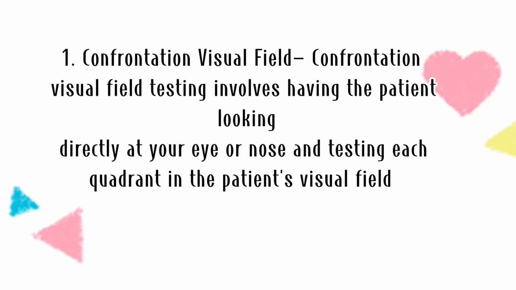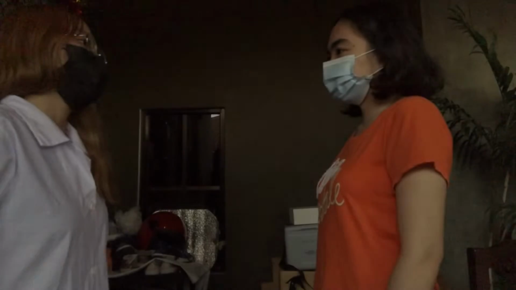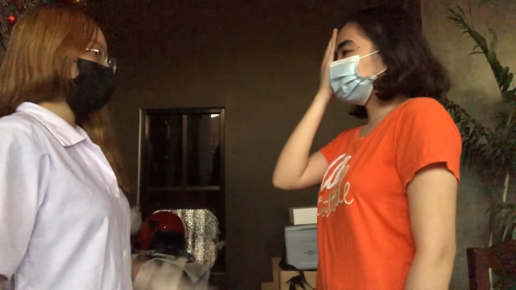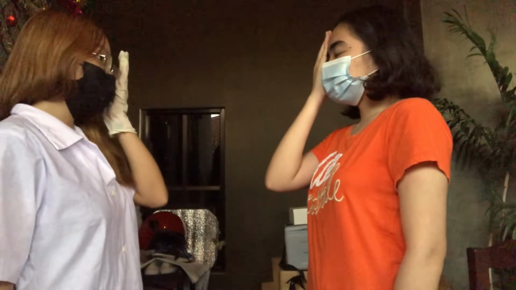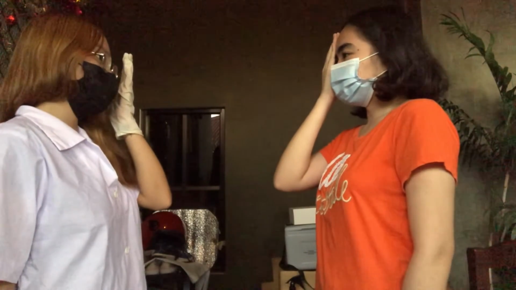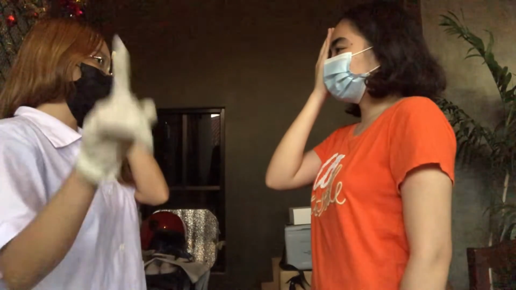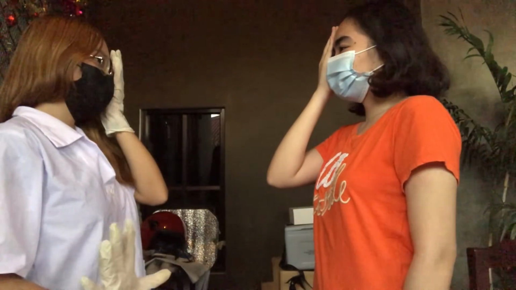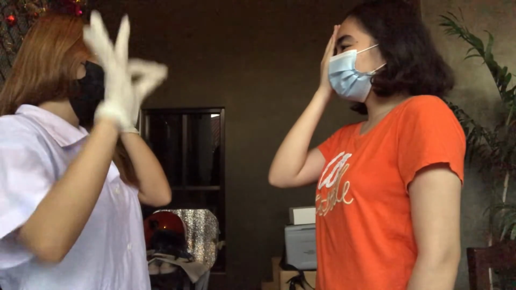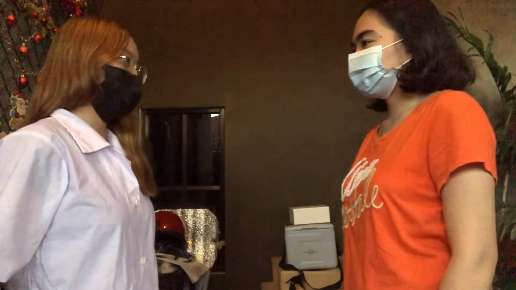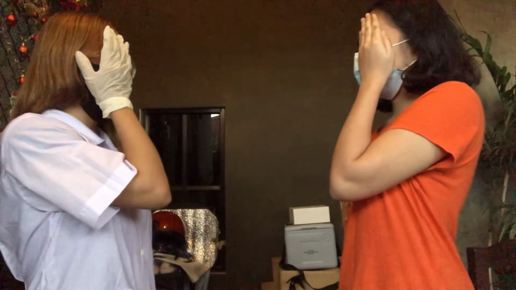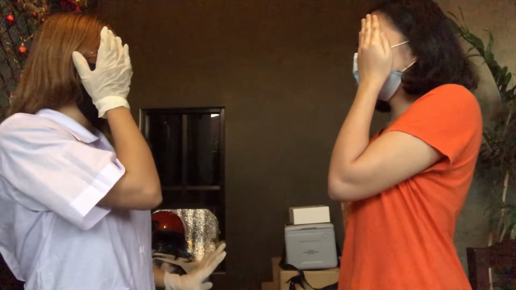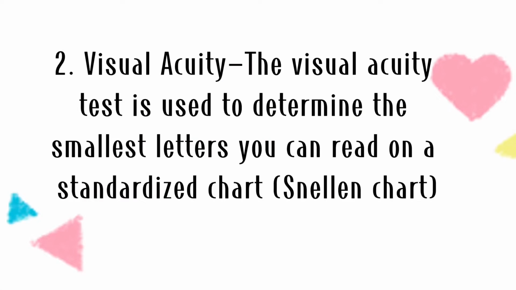This visual field testing involves having the patient looking directly at your eyes or nose and testing each quadrant in the patient's visual field. Okay, Justine, you're gonna cover your right eye and I'm gonna cover my left eye. And tell me how many fingers you can see on the upper and lower part of visual fields by just looking at it. 1, 5, 4, 3. And now cover your left eye and I'm gonna cover my right eye. 5, 4, 1.